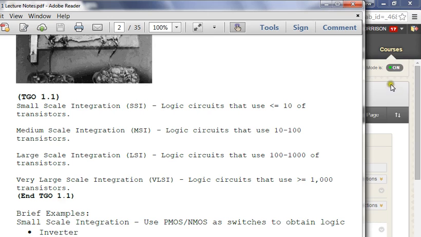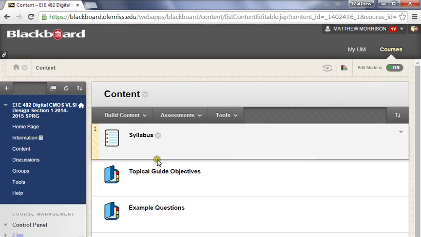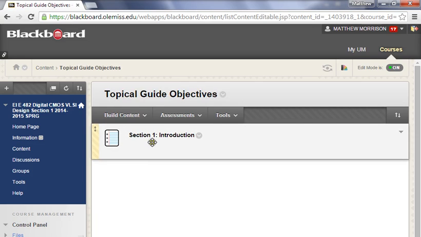So this is the undergraduate section. Under content, I have the syllabus, topical guide objectives, example questions. I'm going to call this extra credit for graduate students. This is a required thing. But the topical guide objectives, we go to section 1.